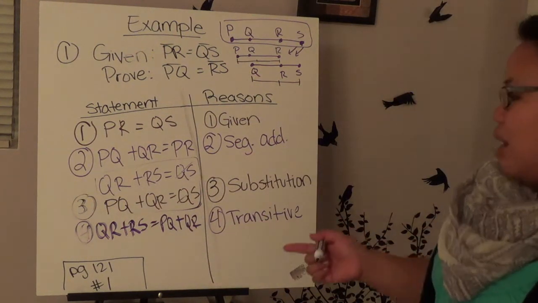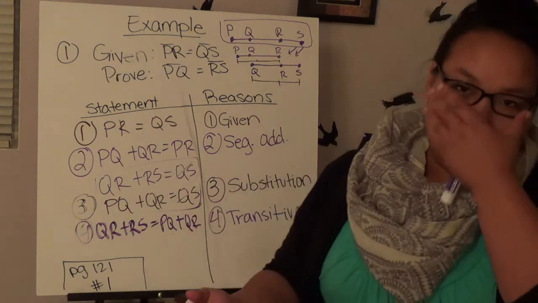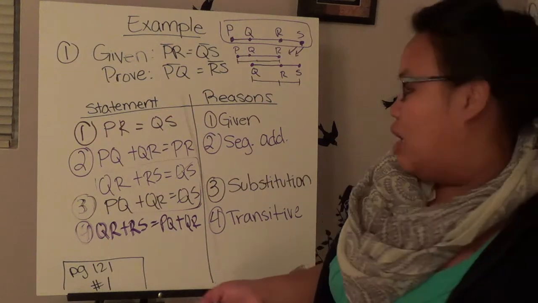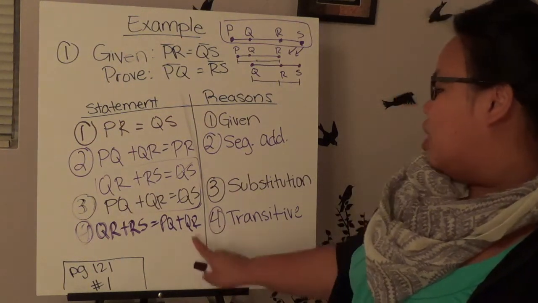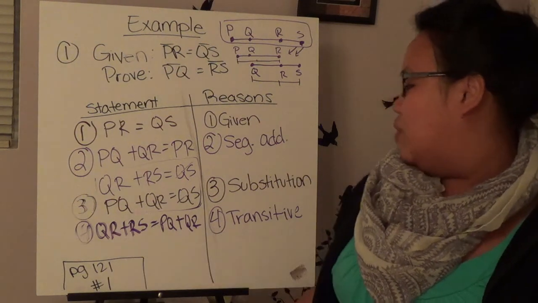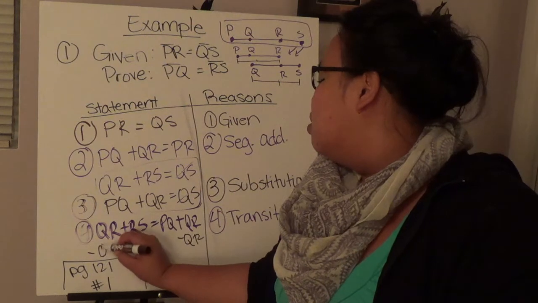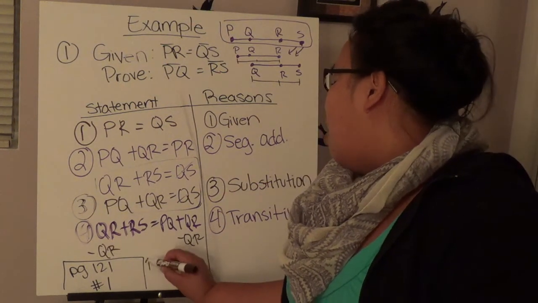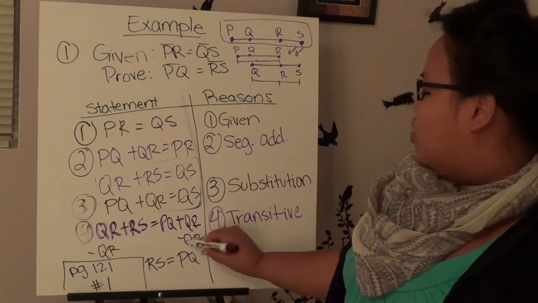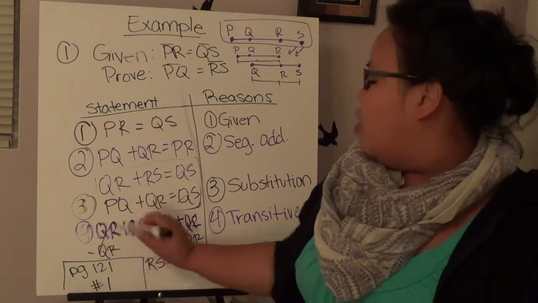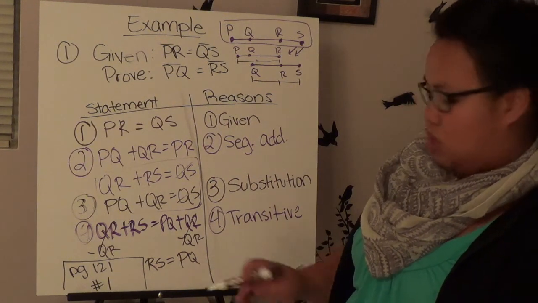Now my last step, okay, well, you might not know it's your last step. I know it's your last step, so I apologize for saying it. But our next step would be to see what they have in common. Well, this has positive QR and positive QR. So if I subtract QR from both sides, I end up with RS equals PQ. Do you see that? Because I subtract QR, that cancels out. Subtract QR, that cancels out. And I end up with RS equals PQ.